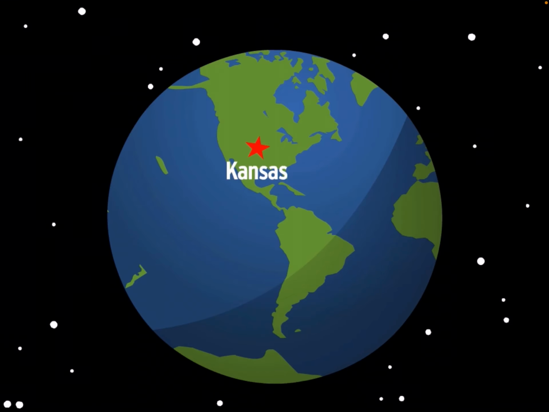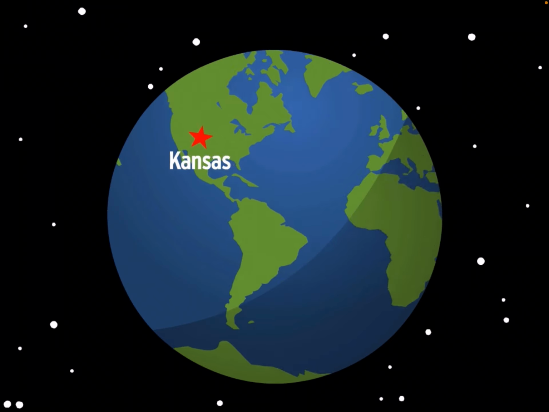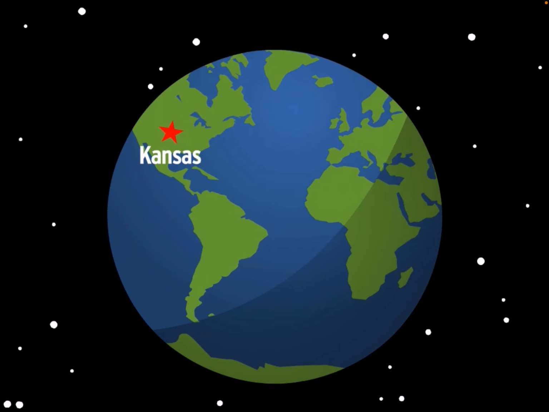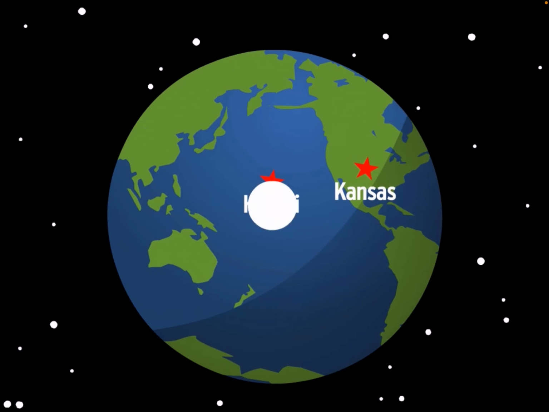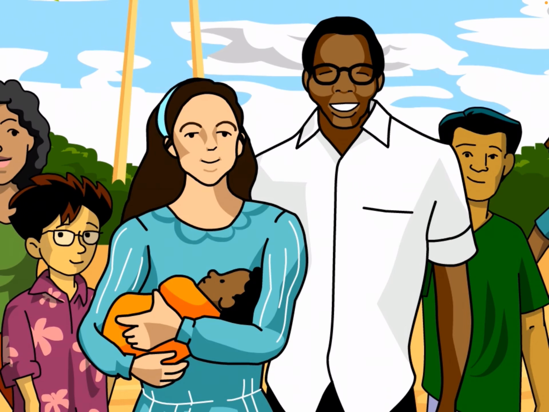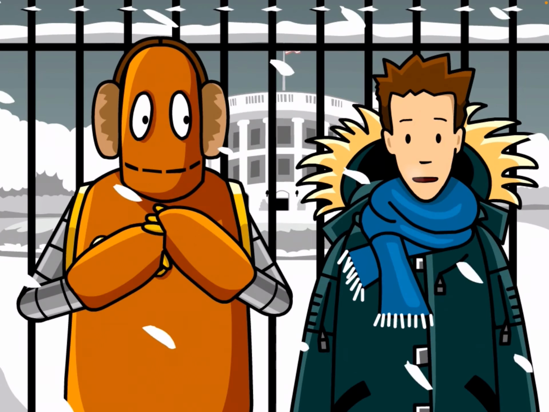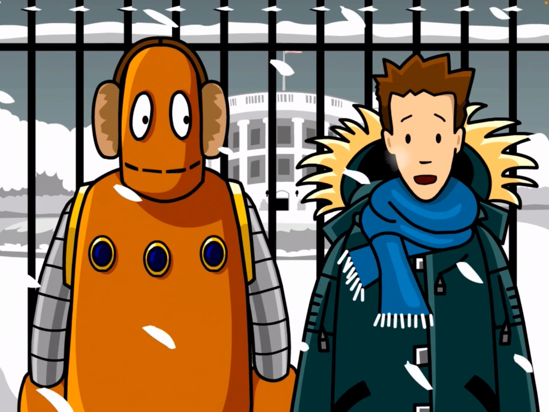His mom was from Kansas, and his dad came from a small village in the East African nation of Kenya. They fit right into the diverse culture of Hawaii, where Obama was born in 1961. To this day, he credits his home state with shaping his political views. Its open, tolerant culture can be seen in Obama's governing style.